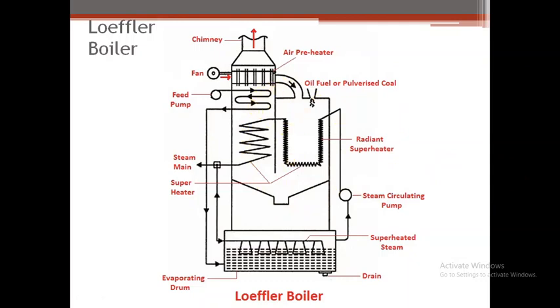And along with this safety valve, the water level indicator is there. It gives the reading of the water level in the boiler. When the water level is low or high, it shows the reading on the water level indicator. Next is the pressure gauge.